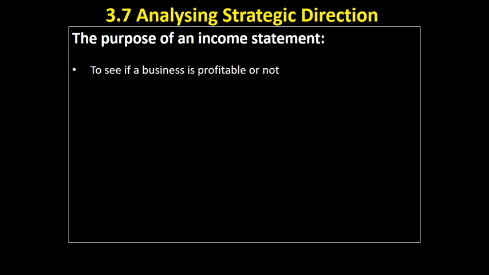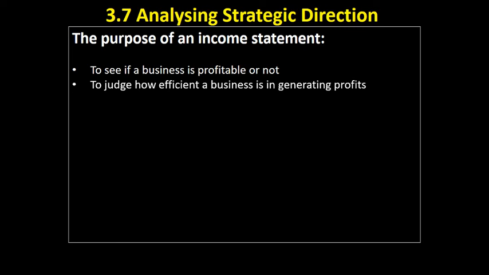So what is the main purpose of an income statement? Well, number one, obviously we want to see if the business is profitable or not. Number two, we can start to judge how efficient a business is in generating profit. So this is where our ratio analysis is going to come in, and I'll talk a bit more about this point in subsequent videos. But in fact, you've actually looked at this before in the AS course, when you looked at gross profit margin, net profit margin, and profit for the year margin. And that tells you how efficient the business is at turning revenue into profit.